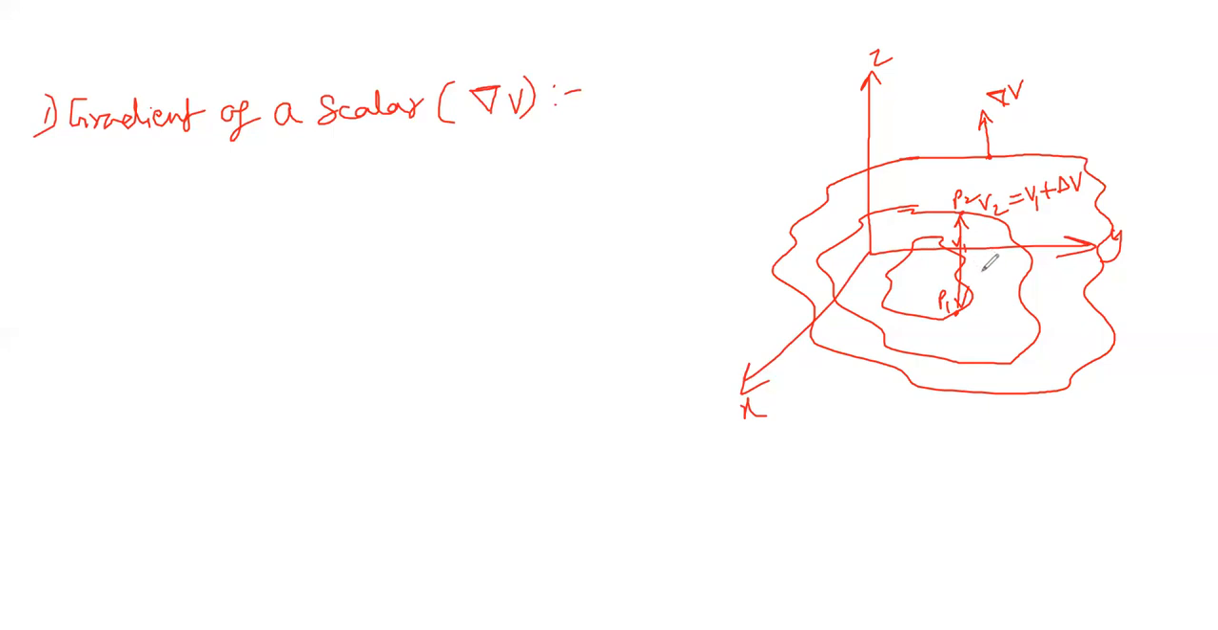For the gradient expression, between the two points P1 and P2, we have some change, that is a delta V, which is written as dV. Now let us write the expression: dV is equal to ∂V/∂X into dX plus ∂V/∂Y into dY plus ∂V/∂Z into dZ. This is the way we can consider it here.